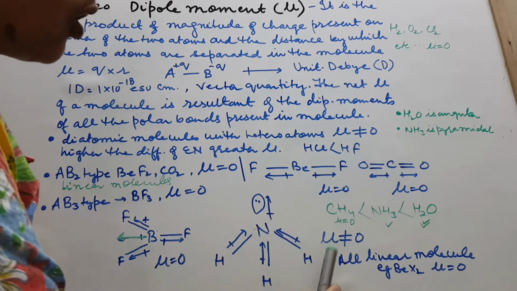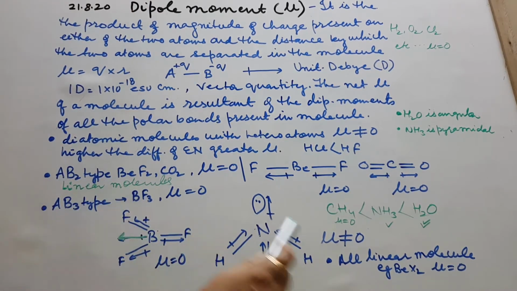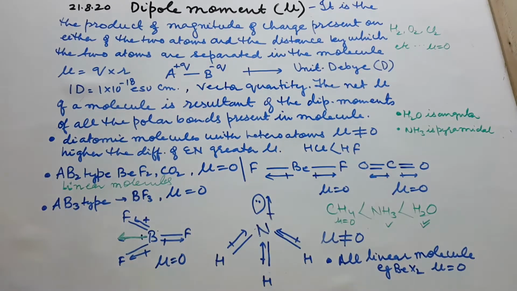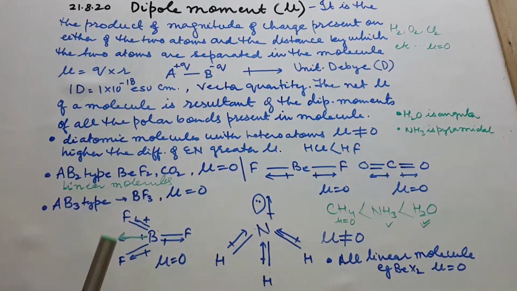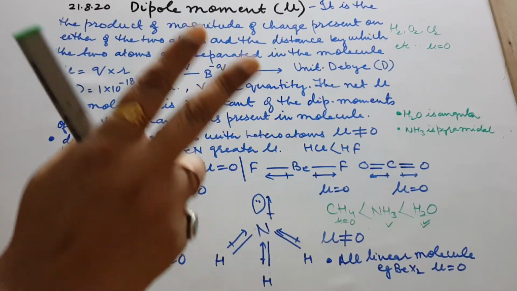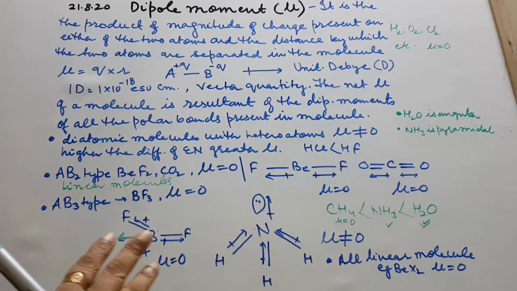So I got the point. All linear molecules like example BeX2 etc. they have mu 0. This kind of molecules have got 0. H2O is angular because we know in H2O molecule there are two lone pairs, and once the molecule has lone pairs, children, normally you will find the value of mu is never 0.